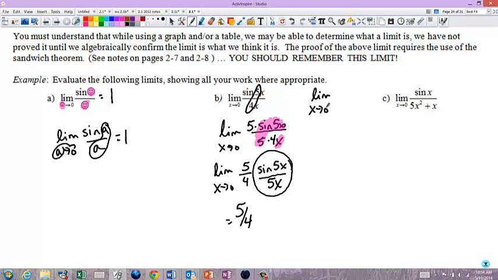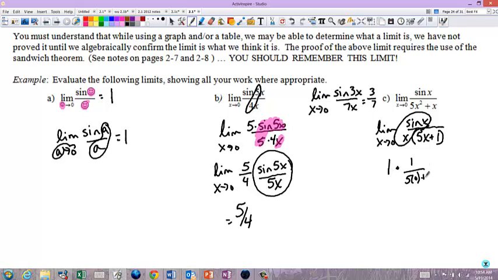What if it's sine of 3x over 7x? It'd just be 3/7. And on the third one, you've got to do a little bit of algebra here. X approaches 0. If I did sine of x, if I pull out an x and have 5x plus 1, this piece is 1. So it'd be 1 times 1 over 5 times 0 plus 1, which is 1 over 1, which is 1. And that's the end of that.